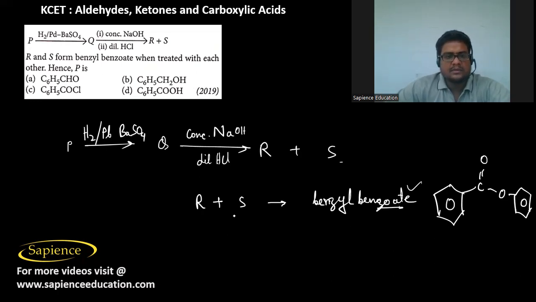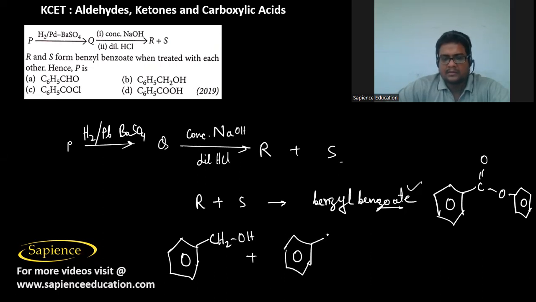So hence the product R should be CH2OH, which is phenyl methanol, and the product S should be the sodium salt of benzoic acid, which is PhCOO minus Na plus. So it is S and this is R.